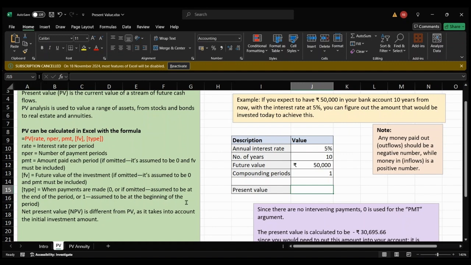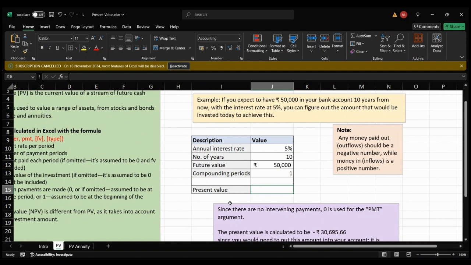Okay, let's understand clearly with an example. If you expect to have 50,000 in your bank account 10 years from now with an interest rate of 5%, you can figure out the amount that would need to be invested today to achieve this. So here the interest rate is 5%, number of years is 10, future value is 50,000, compounding period is 1.